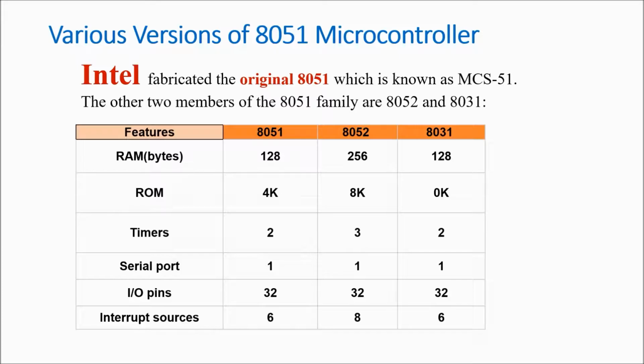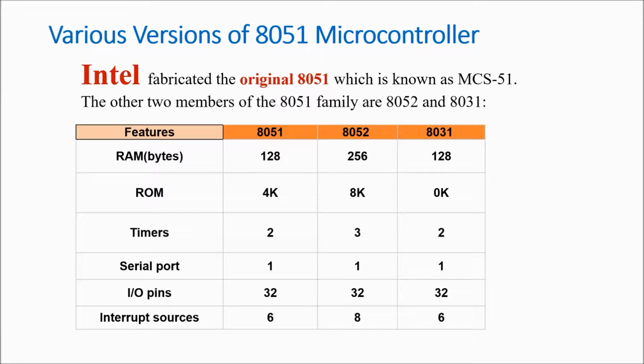Different versions of 8051 microcontroller are available. The first original 8051 microcontroller is fabricated by Intel. This family of microcontroller is known as MCS51. There are two more members available in this family. These are 8052 and 8031. Let us go through the difference between these three family members.